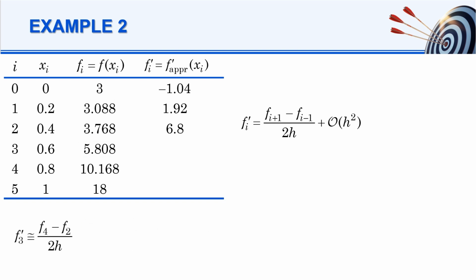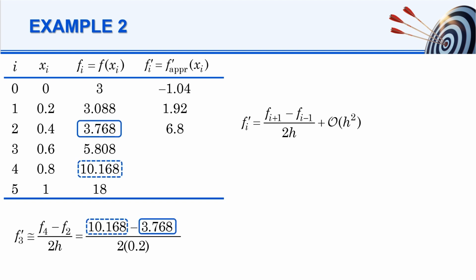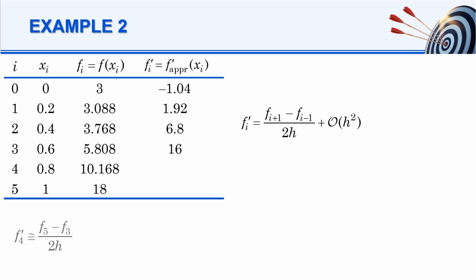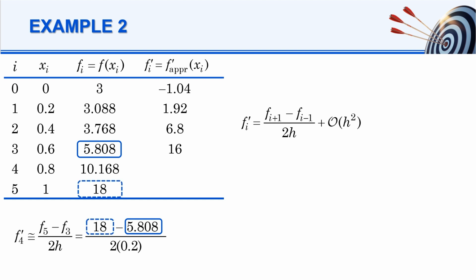f3' involves f2 and f4, which gives 16. f4' leads to f3 and f5. Upon substituting f3 and f5, we find 30.48.